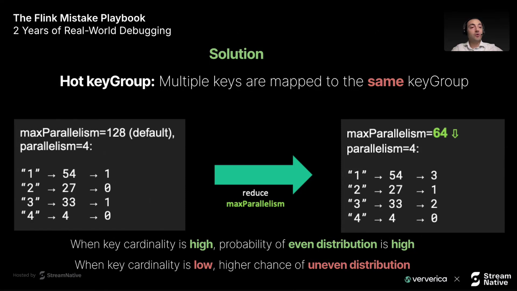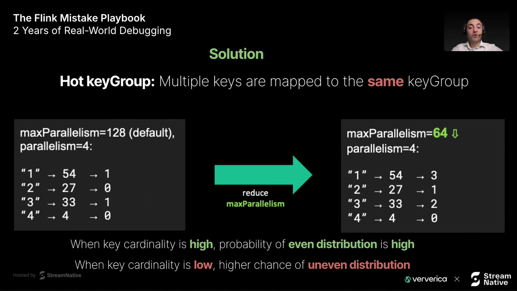The key takeaway here is that if your key cardinality is high, for example, if you are keying by customer value and you have millions of distinct customers, then the murmur hash will definitely put your events into different key groups, and those will go back to the task slots. It can be distributed evenly.